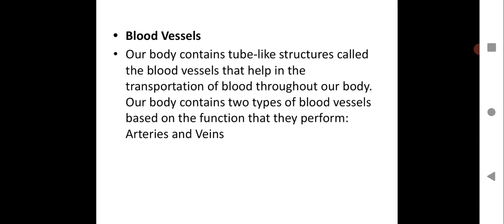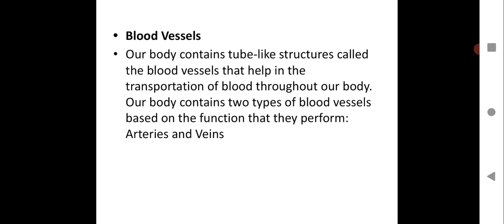Just as we have water pipes to carry water to all the areas, to all the localities, to all the residential places, to our homes, how does water reach our house? Because of the network of water pipeline connections. Similarly, there should be some network in our body where the blood can be transported easily. So it is like a pipeline. Our body contains tube-like structures called blood vessels that help in the transportation of blood through our body.